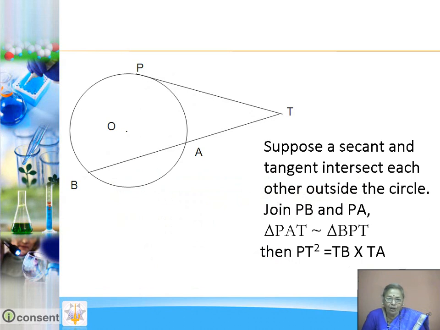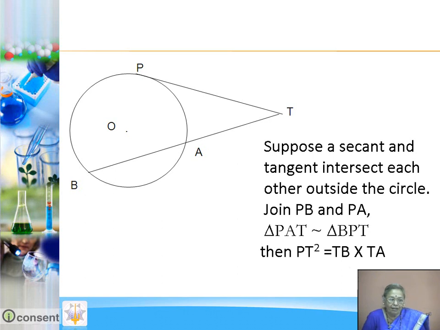Then what is the property of it? The property is that PT is the tangent and AB is the chord. If it is extended, it forms a secant. The point of intersection is T. Therefore, PT square is equal to TA into TB.